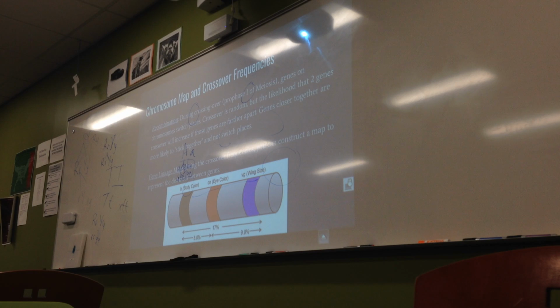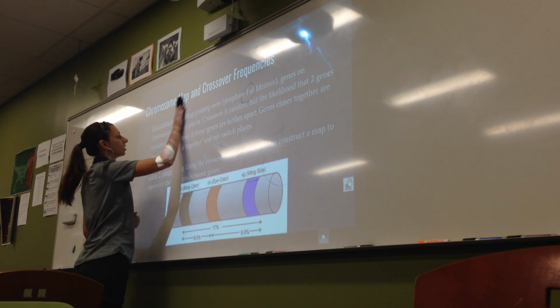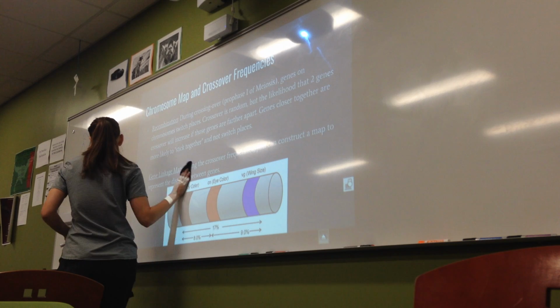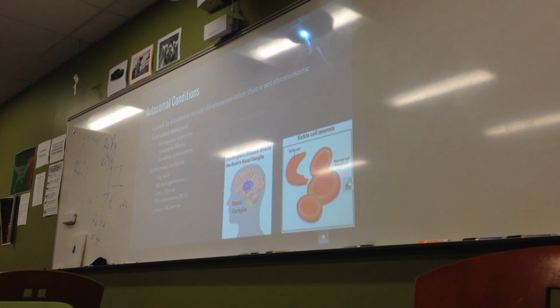Okay. Chromosome maps and crossover frequencies, recombination. During crossing over, during prophase 1 of meiosis, homologous chromosomes meet in what's called synapsis, and they can cross over and switch places. And these linkage maps, we've practiced with those, we know how to do those.